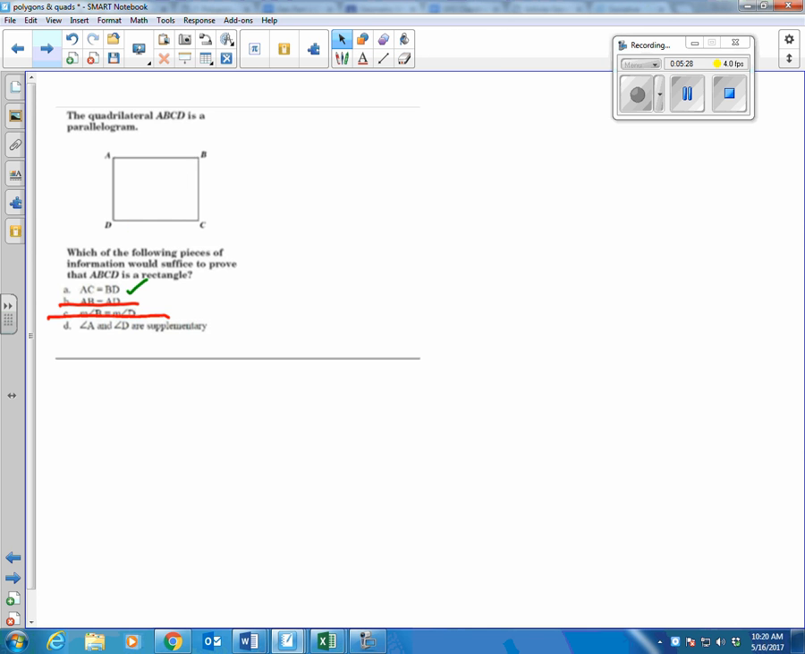And then in D, it says A and D are supplementary, which is true in any parallelogram because these would be the consecutive interior angles, or same side interior, which should add up to 180. Now, yes, in a rectangle they both are 90, but that doesn't tell me that they're 90 degrees. All right, so the correct answer here would be A.